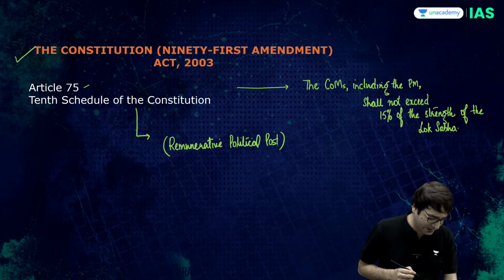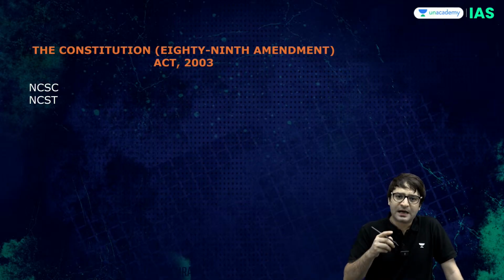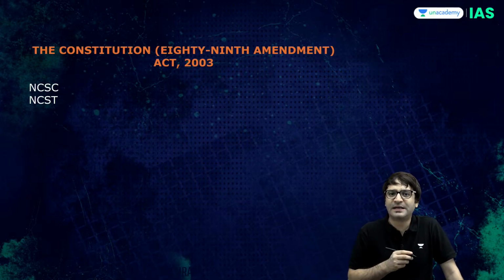Clear? Let's look at another constitutional amendment. Remember, the 102nd Constitutional Amendment Act created what? A constitutional body called the National Commission for Backward Classes.